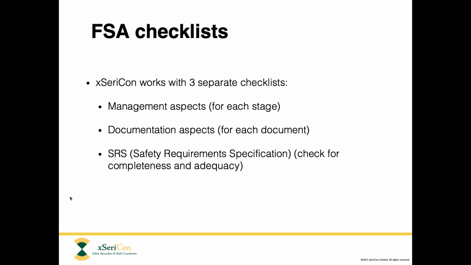So we go through that checklist for each document one by one. And then the third checklist is specific to the SRS, which is the safety requirement specification. The reason that we have a separate checklist for this is because it's usually a very large and very complex document with a huge amount of data in it. And we want to confirm that the SRS is complete and that it is basically fit for use.